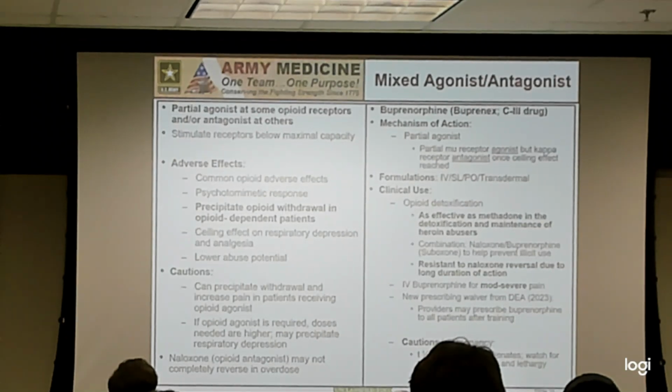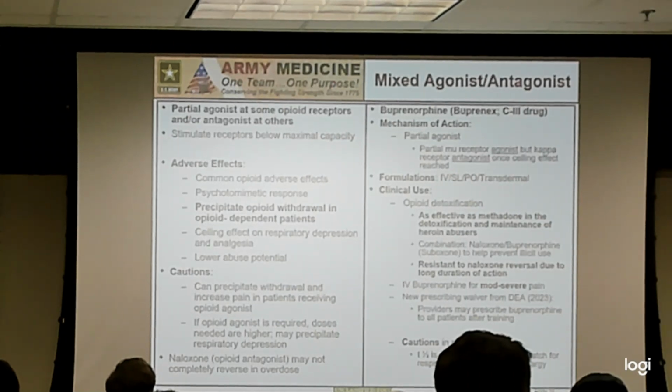And then just looking at the fact that if they are on an opioid, so one of our pure agonists, and we give them one of these mixed ones, we could now be getting that patient uncontrolled, because it is binding to the receptor and with its antagonistic properties, now you're blocking your agonist from working.